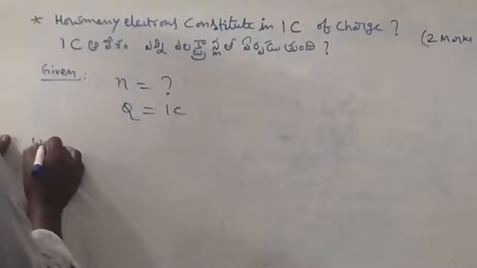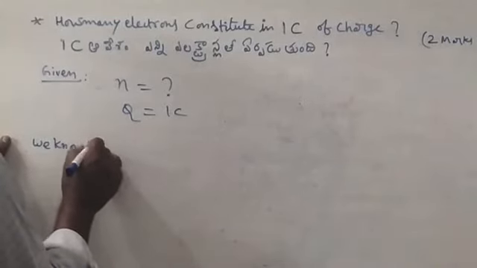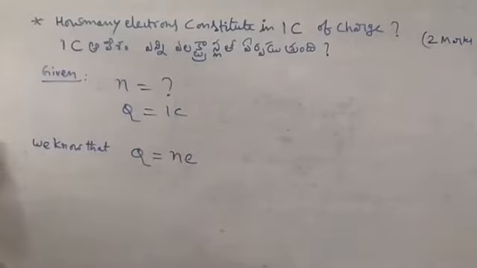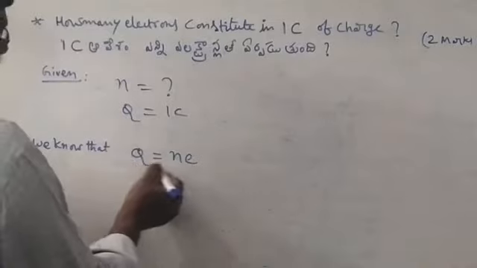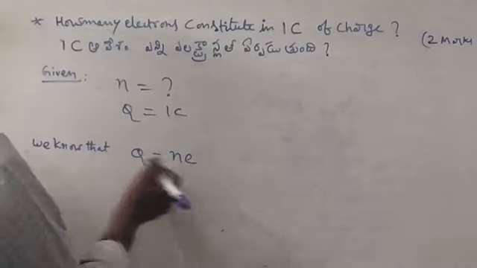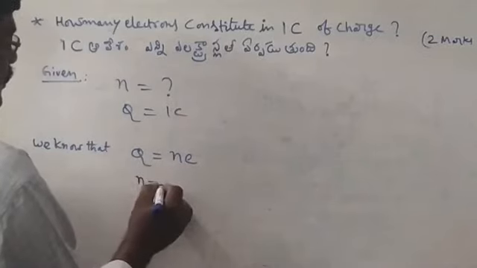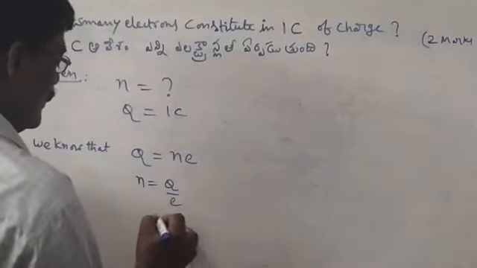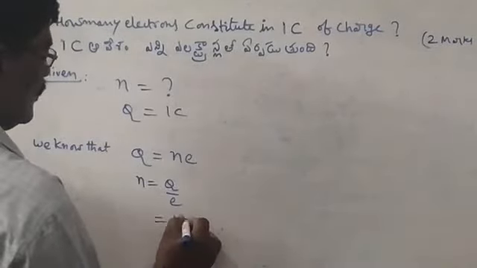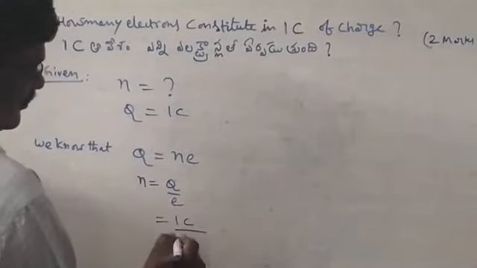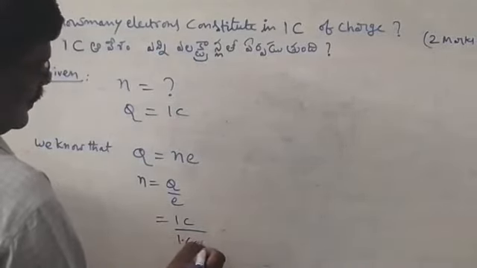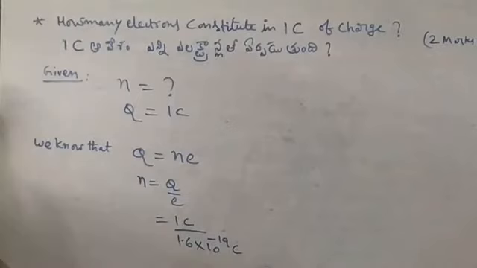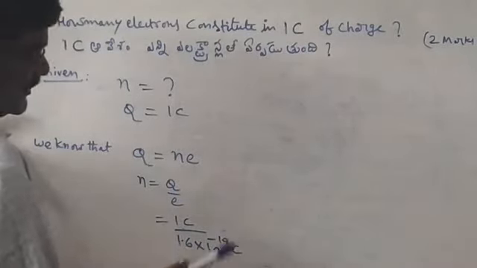You know that Q is equal to ne, the quantization of charge. So n is equal to Q by e. Here Q means 1 coulomb, and e means the charge of an electron, 1.6 into 10 power minus 19 coulomb.